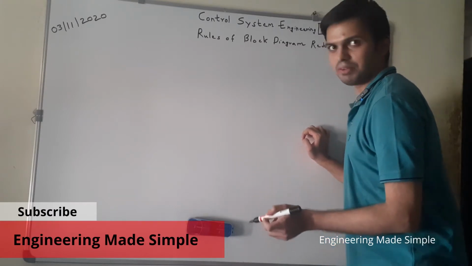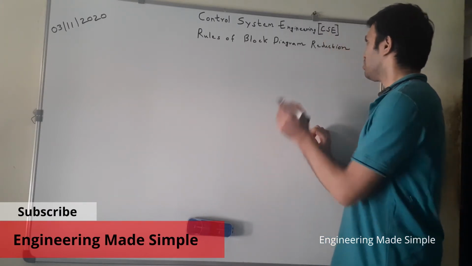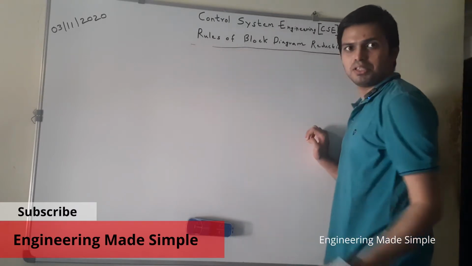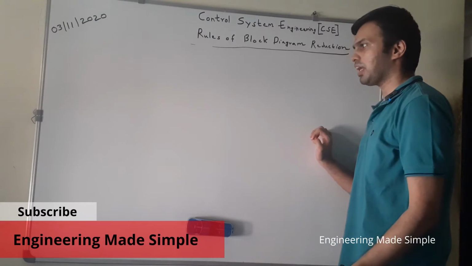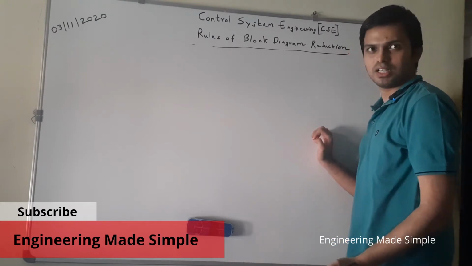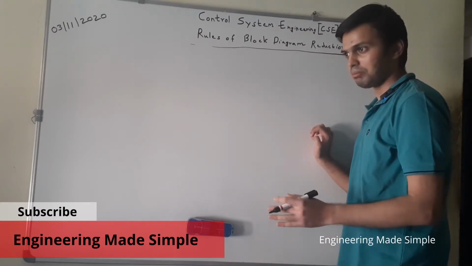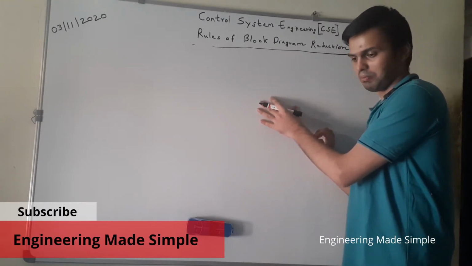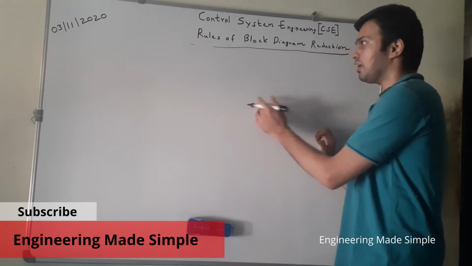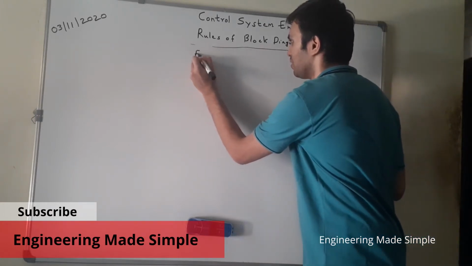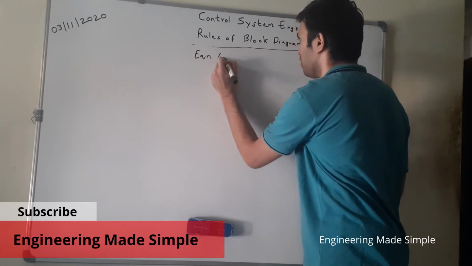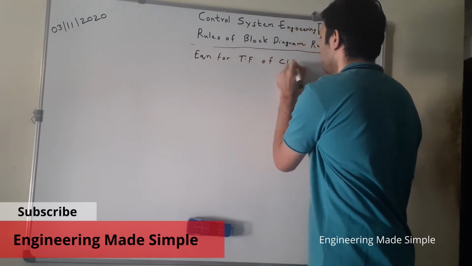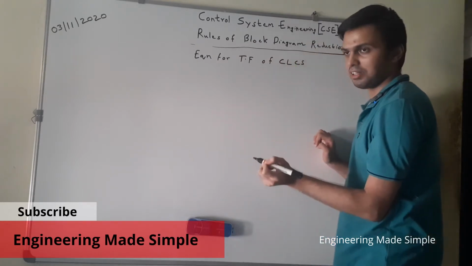Now in today's lecture we are going to learn about the rules of block diagram reduction. Now why do we need to learn the rules of block diagram reduction? We have studied in earlier lectures why we represent a given control system using block diagram representation. Also we derived the equation for the transfer function of a closed loop control system in simple or canonical form.